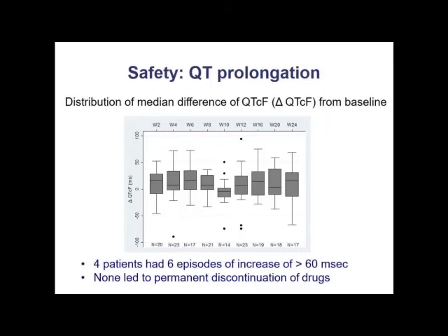Amongst the patients who had the increased episodes of more than 60 milliseconds, 1 patient was receiving 4 QT prolonging drugs: clofazimine, moxifloxacin, delamanid, and bedaquiline, and the other 3 were receiving 3 QT prolonging drugs: delamanid, bedaquiline, and clofazimine.